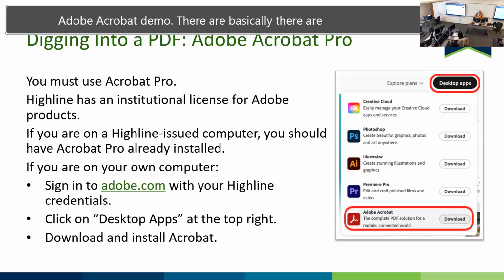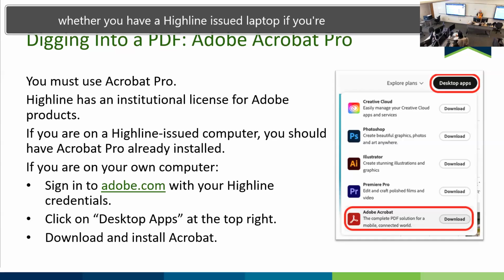There are two versions of Acrobat that are commonly out there. There's Acrobat Reader and there's Acrobat Pro. Highline has an institutional license for Adobe products. So the general version of Acrobat that you're going to find on any of our school computers is going to be Acrobat Pro. So you'll have access to these tools, whether it's a workstation like the ones here in the computer lab, or whether you have a Highline issued laptop.